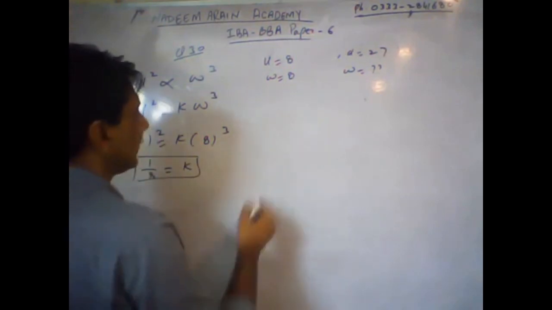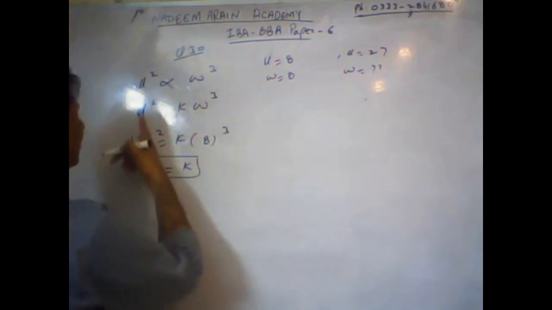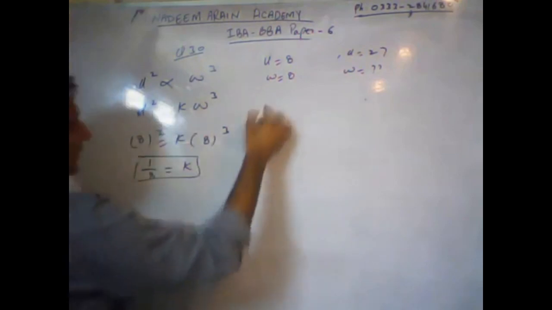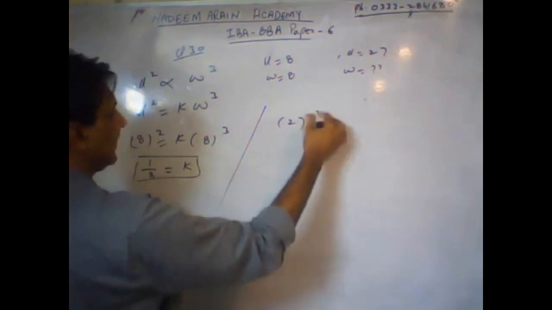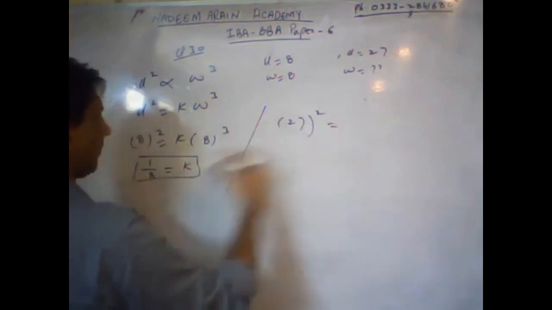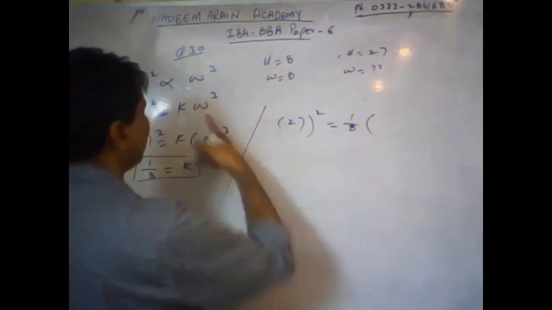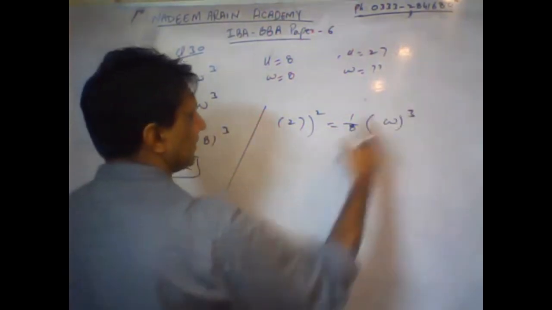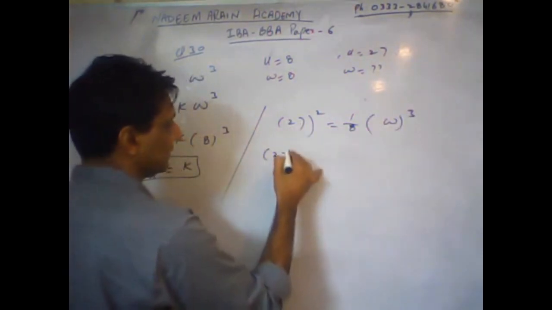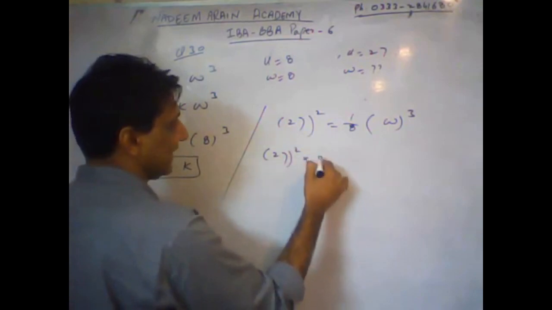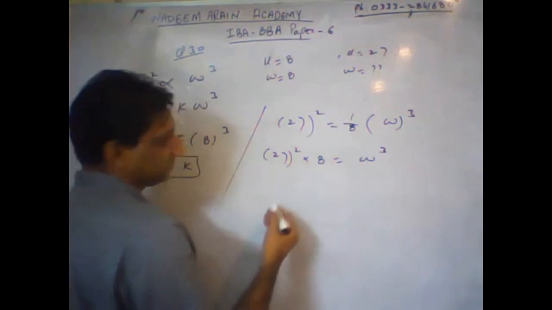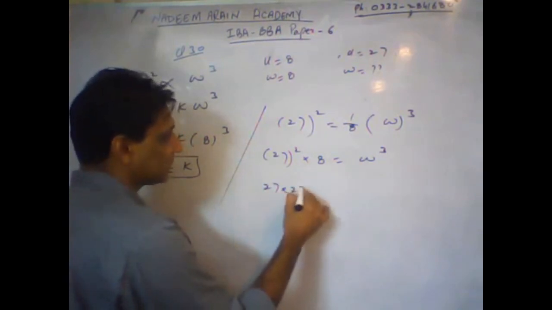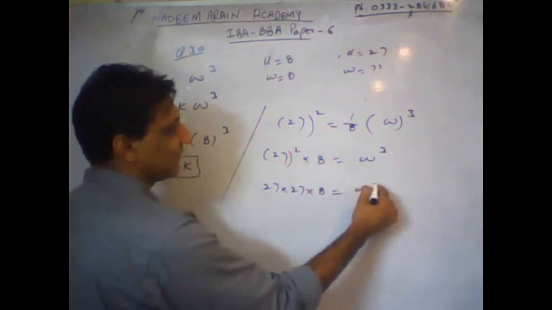All right. Now he says u is equal to 27 and find the value of w. So we have k here, u here: 27 squared is equal to 1 over 8 times w cubed. All right, bring it here. 27 squared into 8 is equal to w cubed. The short technique: 27 times 8 is equal to w cubed.